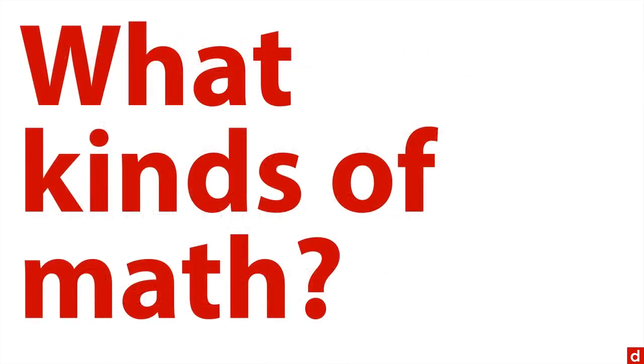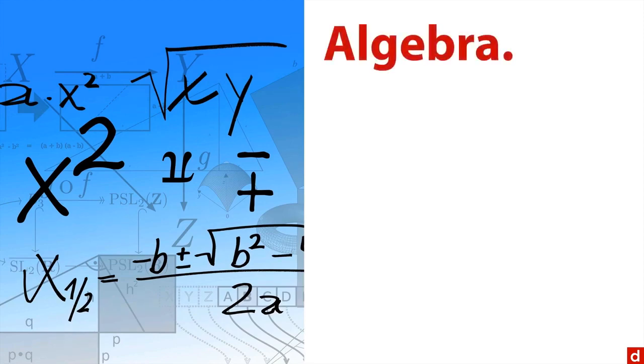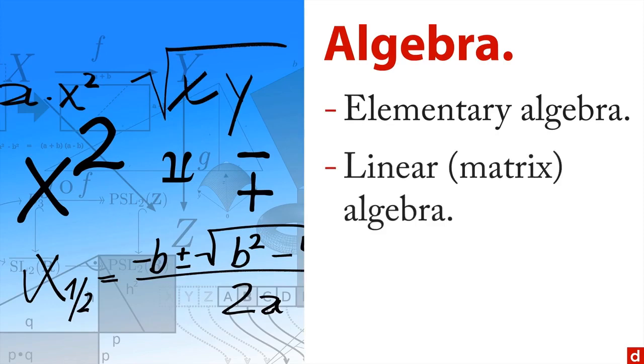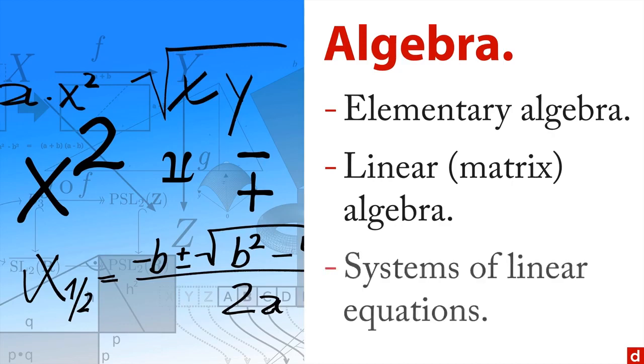So the next question is, what kinds of math do you need for data science? Well, there's a few answers to that. Number 1 is algebra. You need some elementary algebra. That's basically simple stuff. You have to do some linear or matrix algebra because that's the foundation of a lot of the calculations. And you can also have systems of linear equations where you're trying to solve several equations all at once. It's a tricky thing to do in theory, but this is one of the things that's actually easier to do by hand sometimes.